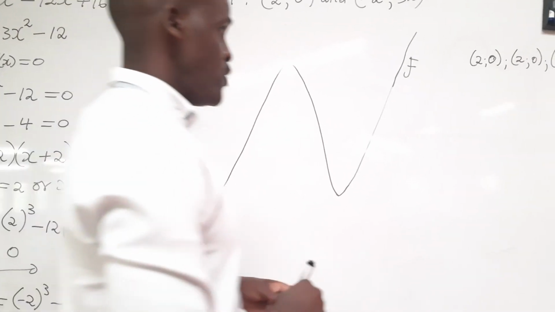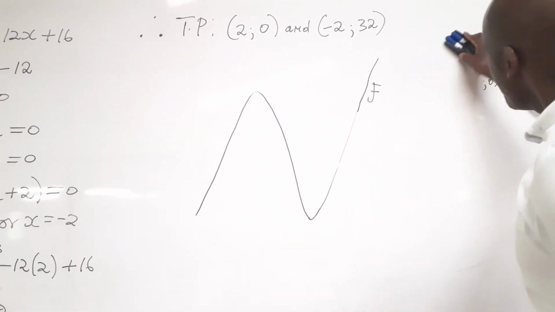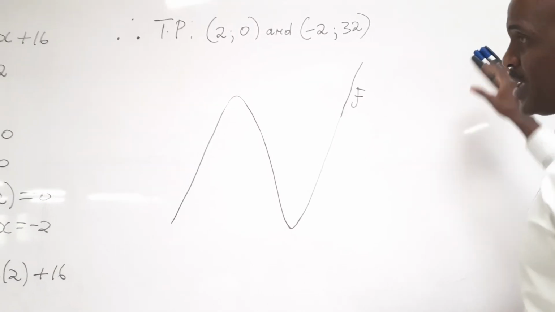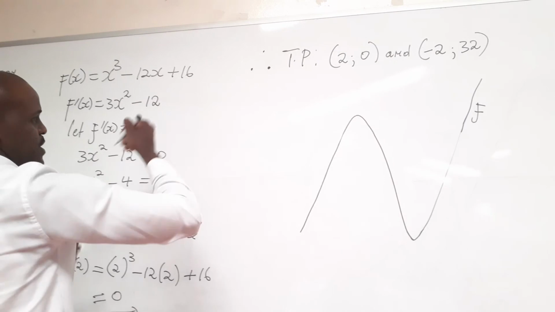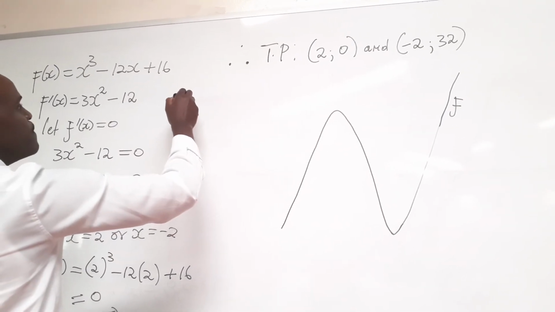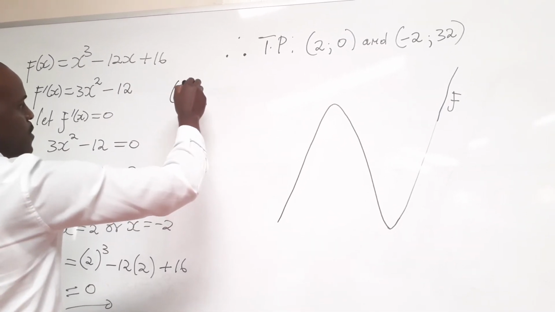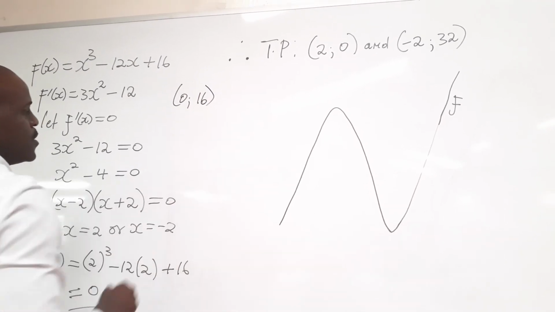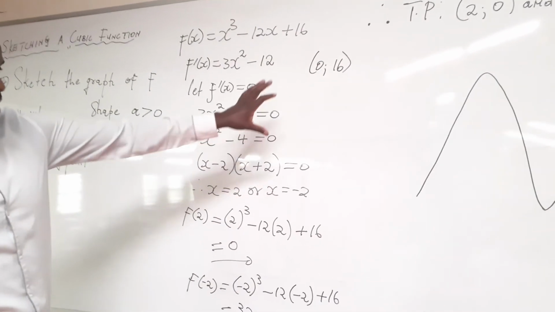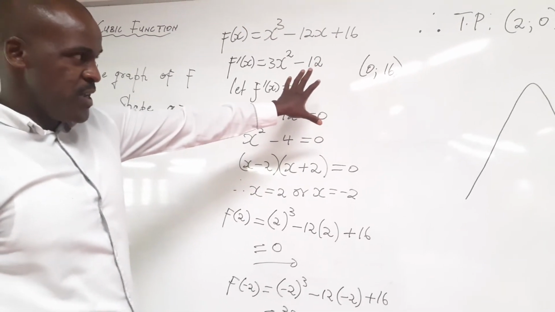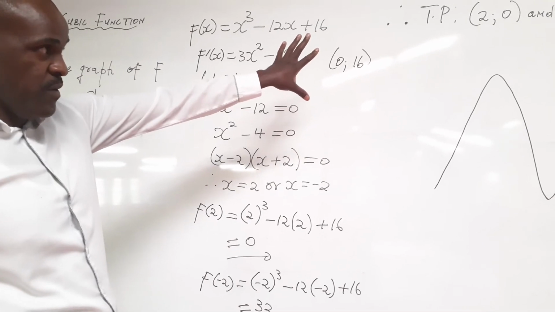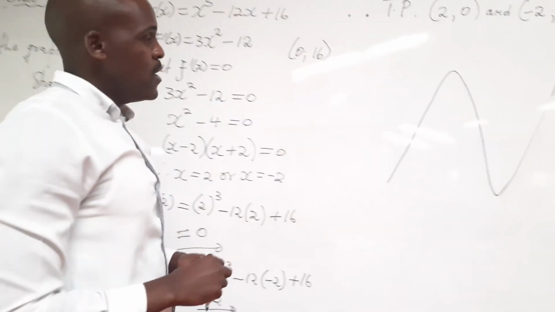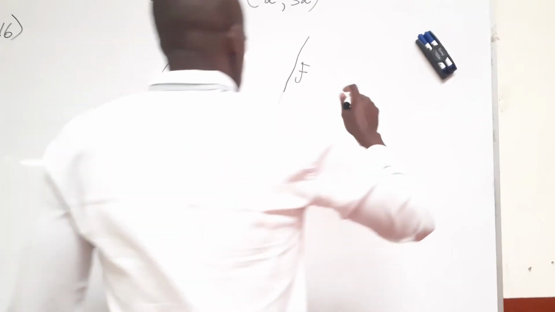So you need to draw your Cartesian plane. The y-intercept. The y-intercept is 16. So the 3 points are the x-intercept, y-intercept, and our stationary points, as you can see up there. So let's write our graph. It's an increasing function as I've indicated with the shape.